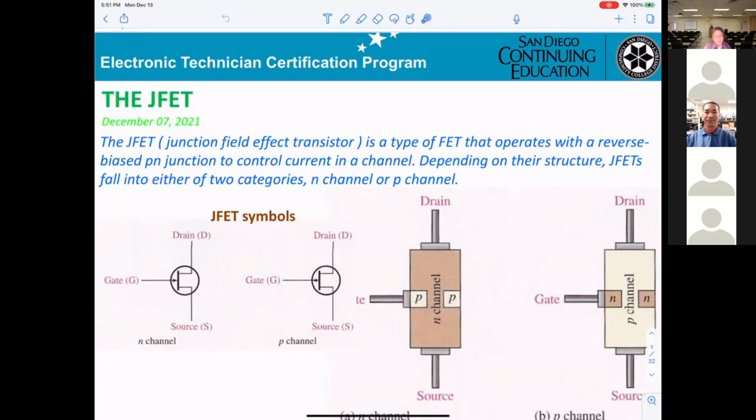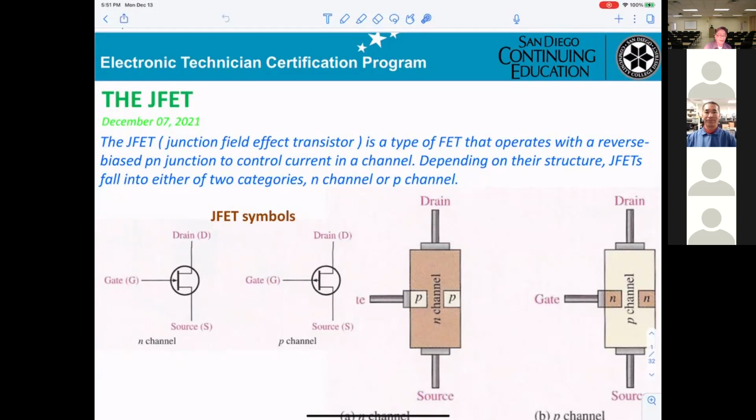First week of the spring semester. Okay, so now I go over. If you have any question, anything you still do not quite understand, go ahead and let me know. Okay, the JFET, that is a field effect transistor, and basically they work with reverse bias.